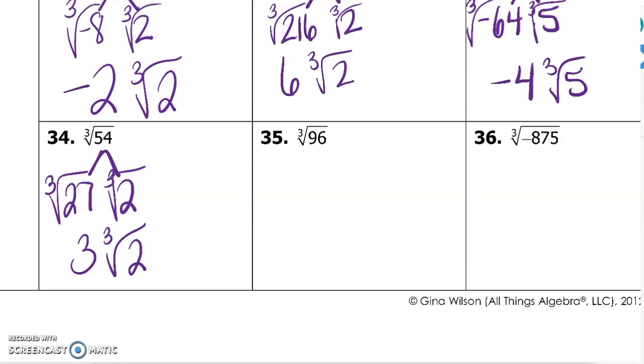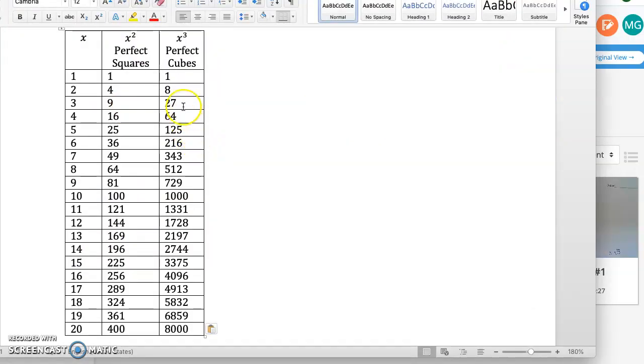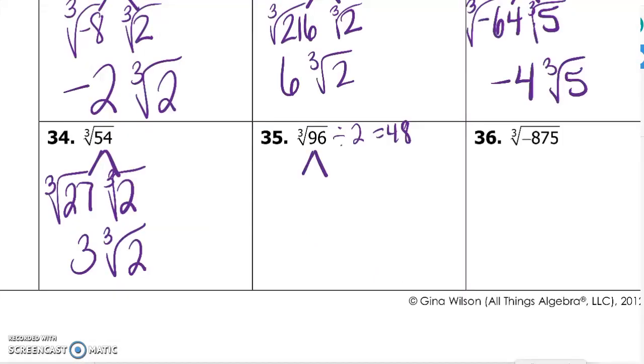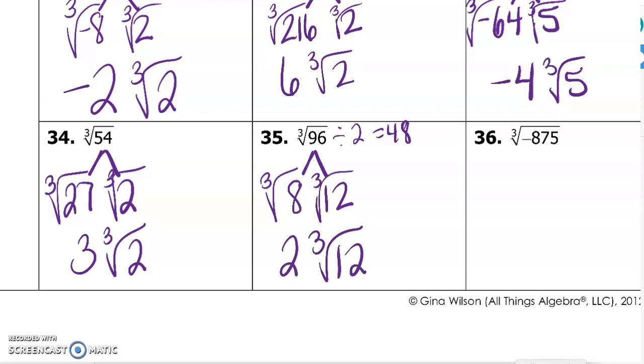96. This one's a little bit tricky. If we do 96 divided by 2, we get 48. So if we look on our list, the first one we would check is 27. 96 divided by 27 doesn't work. 96 divided by 8 does work. So 8 is kind of a small perfect cube, but that is our biggest one. That goes into 96. So 8 times 12. Cube root, we get 2 cube root of 12 for our final answer.